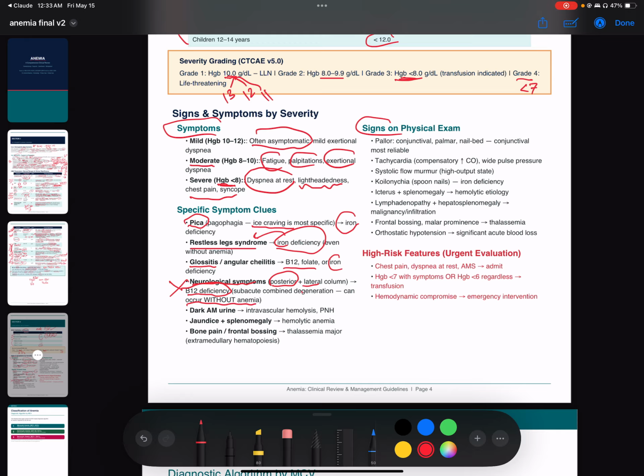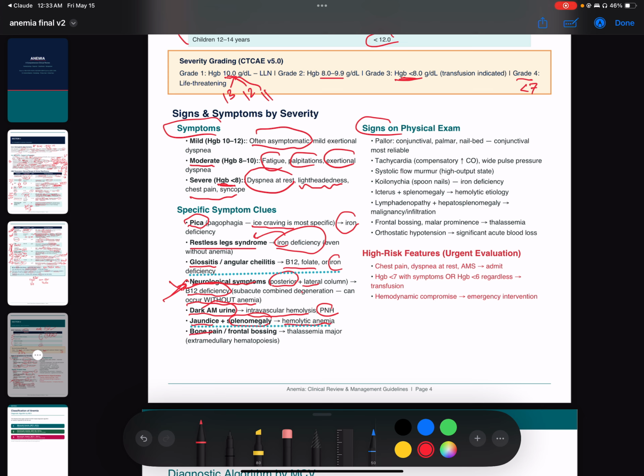And these symptoms can occur without anemia. So if someone has B12 deficiency, they can have neurological symptoms even before developing anemia. If someone has dark morning urine, that can be a pattern for intravascular hemolysis or PNH. Someone with jaundice, which means high bilirubin, and splenomegaly, which is the site of the RBCs' breakdown, this combo means there is hemolytic anemia.